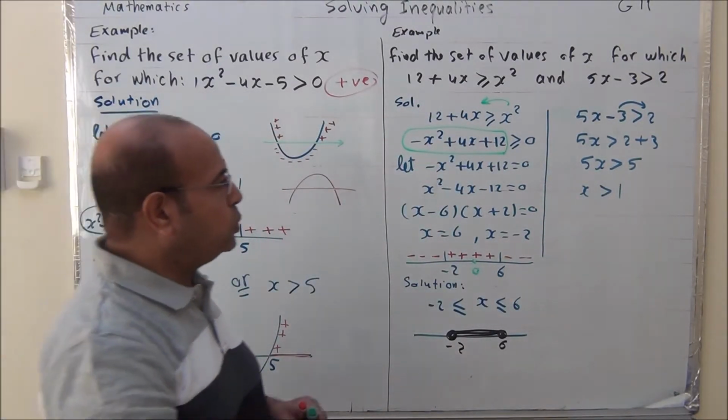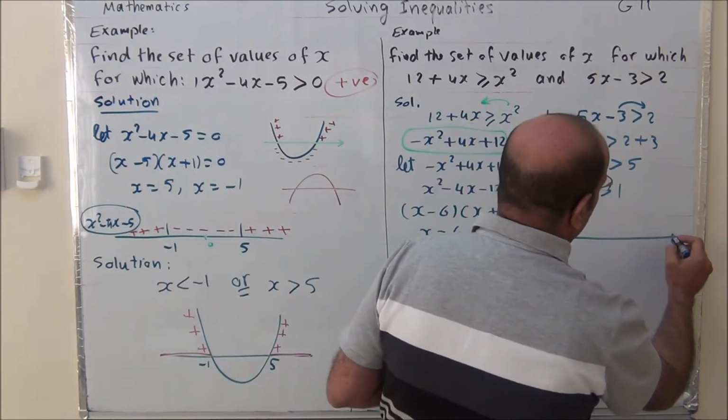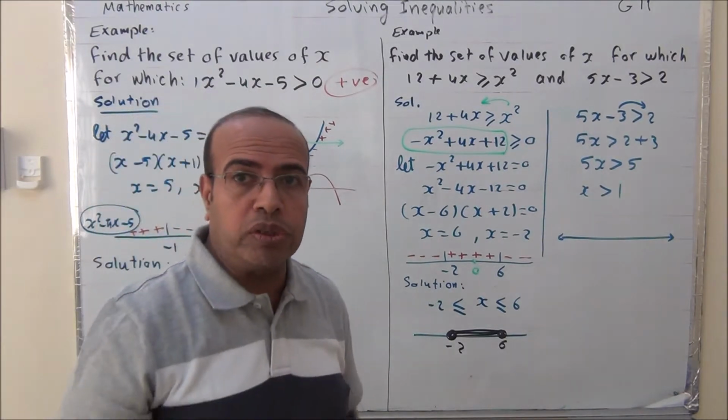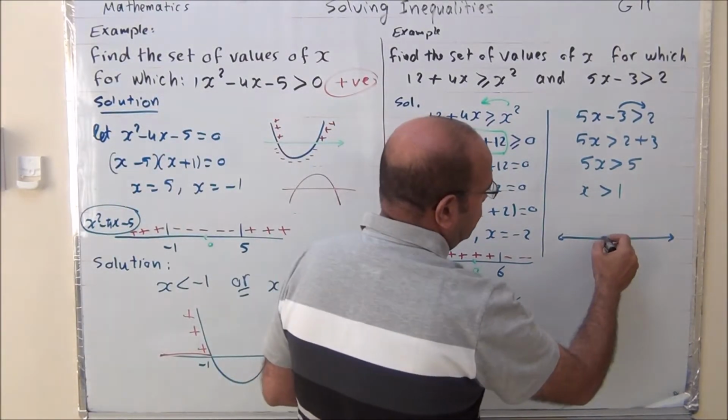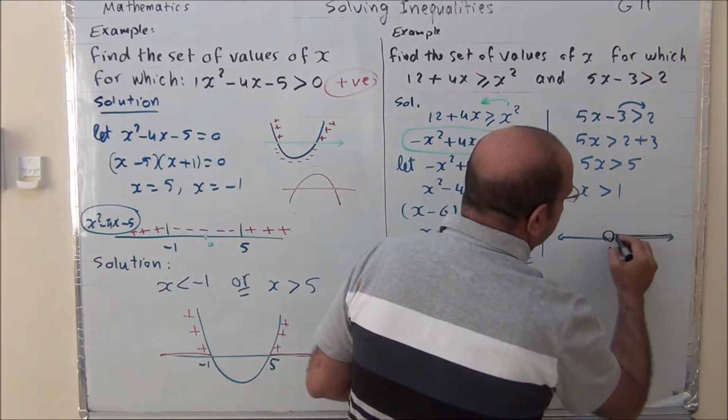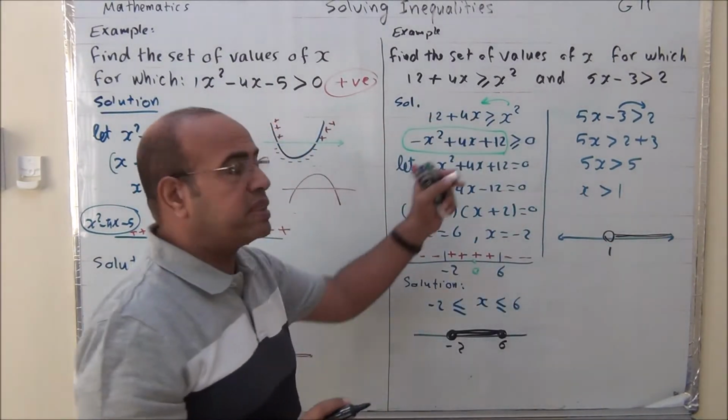We represent the solution on the number line. So this is the number line, greater than 1. 1 is not included, so open at 1 and take all the numbers to the right. So this is the solution of the second inequality.